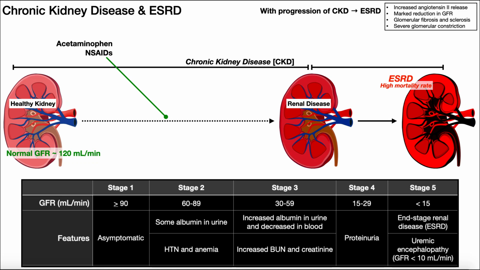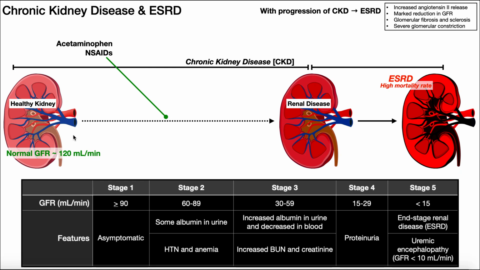And that leads us to the stages of chronic kidney disease. So to understand this, let's first look at a healthy kidney. A healthy kidney is normally going to have a GFR of about 120 mils per minute. This is an average value, and as we age, it does naturally decline a little bit, but it'll probably stay around 110 to 130 mils per minute. This is just an average value.